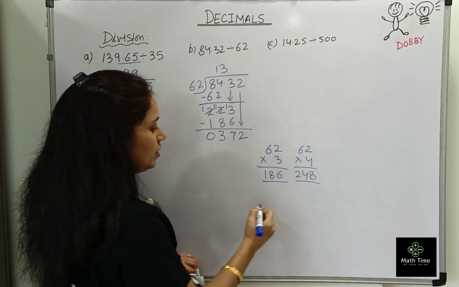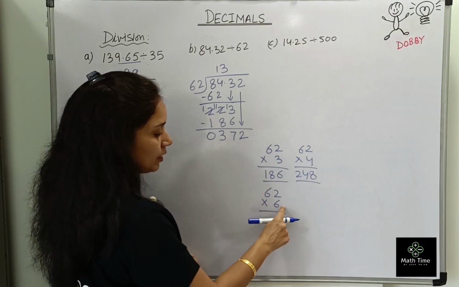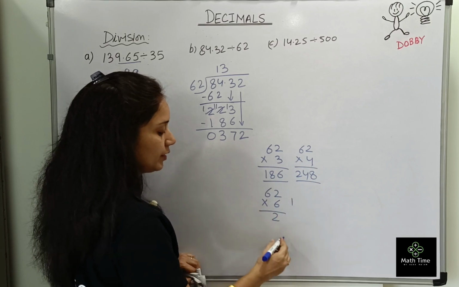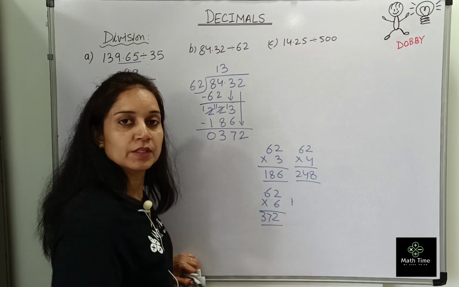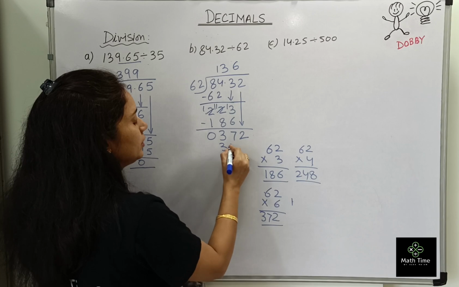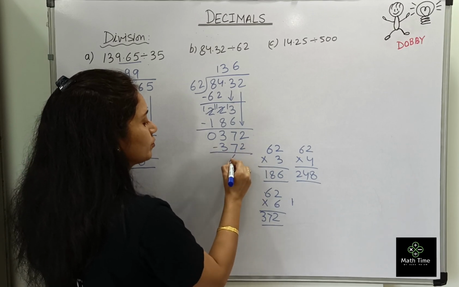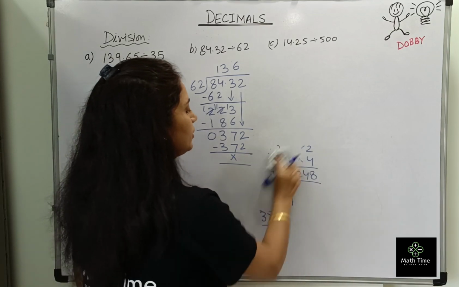Let us check out where it will work. 62 multiplied by 6. Let us try. 6 2s are 12. 1 at the side. 6 6s are 36 plus 1, 37. 372 exact. So multiply by 6 will work here. 372. The quotient which you are getting is 136.